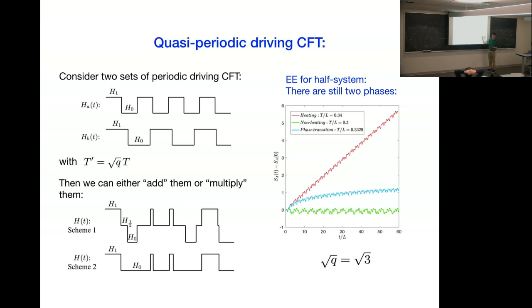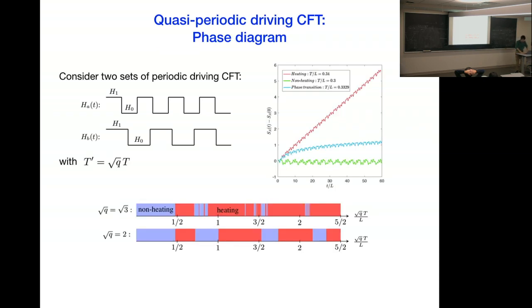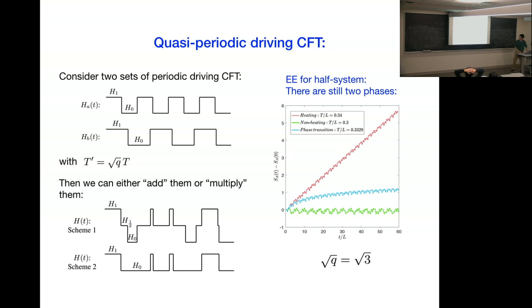Because it is quasi-periodically driven, there is some irregular structure in the entanglement entropy. What do you mean by quasi-periodic? Good. We drive the system with two sets of periodic driving, one with period t, the other with period t prime. The t prime is square root q times t. Then we add them together, so there's no period anymore. It is close to the periodic case, but with no period.